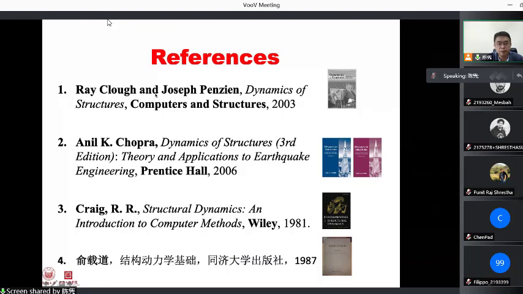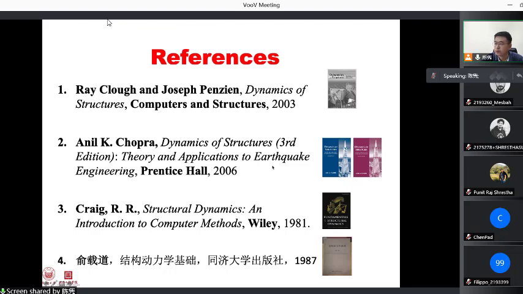This is the classical dynamics of structures textbook written by Professor Clough. Our course will be organized according to the contents of this book. I think you can find an electronic copy of this book online, if you don't have a hard copy. And we can also have other references. If you have time, you can use other books to enhance your understanding.